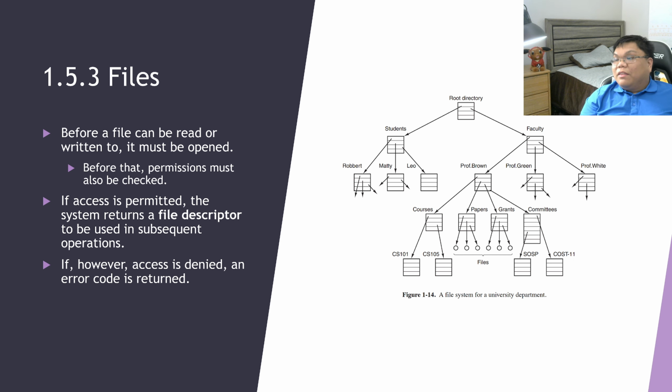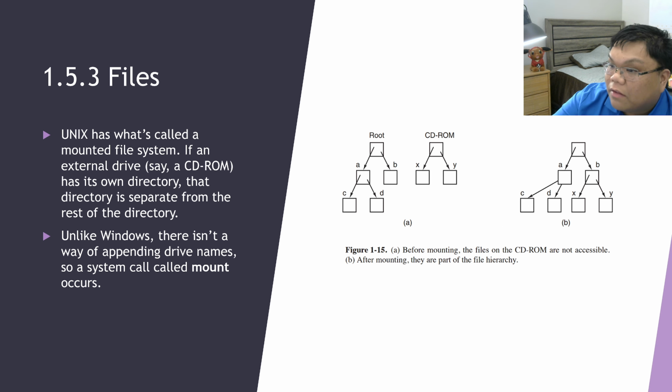Okay, so when it comes to files, before you can write or read a file, you gotta open it. But before that, you also need to check whether you have the appropriate permissions. If access is permitted, the system returns a file descriptor to be used in subsequent operations, but if access is denied, it gives you back an error code instead.